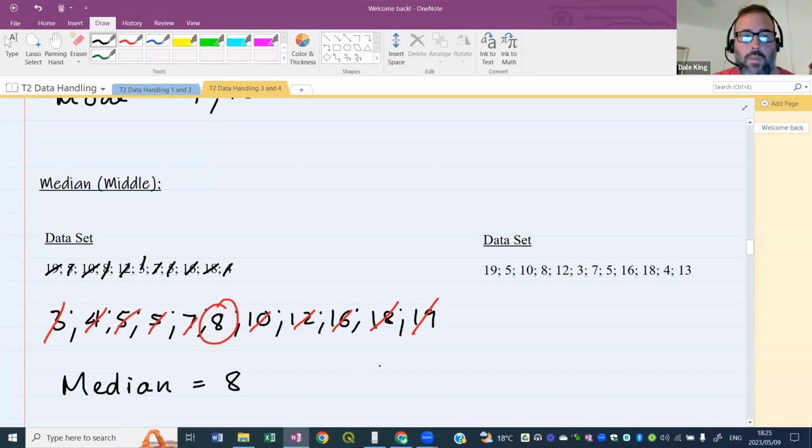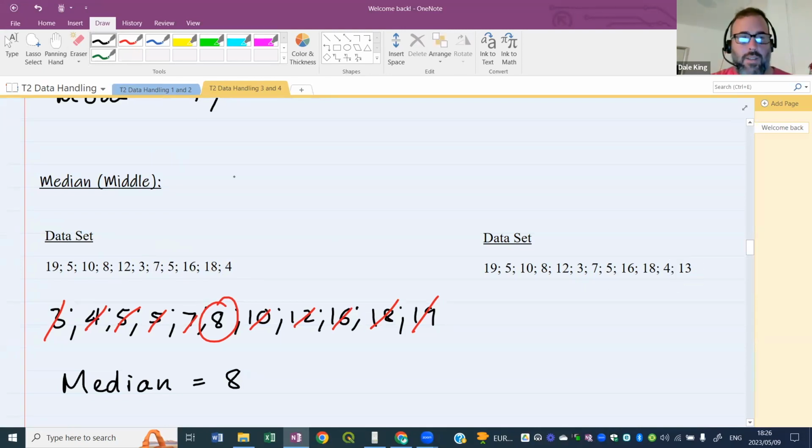All right, good job. I hope you all remembered how to do that. So they're not being very nice in the exam if they give you a data set that's not ordered. Usually they do, but if they don't, you know how to reorder it yourself. Now I'm just checking the data set that I have on the right. So it's 19, 5, 10, 8, 12, 3, 5, 3, 7, 5, 16, 8. Yes, all right. The only difference between the one on the left and the one on the right is I've added another number to the end.